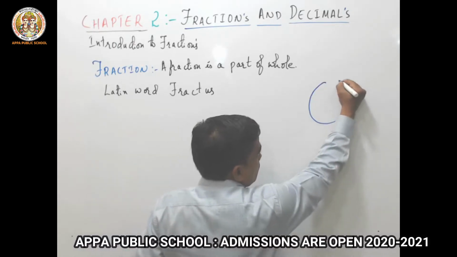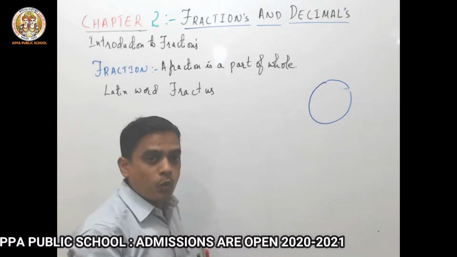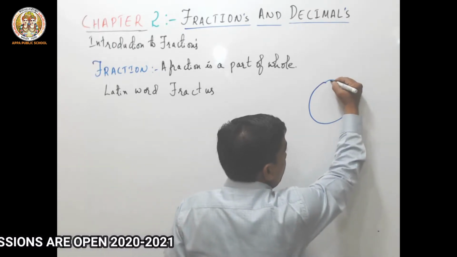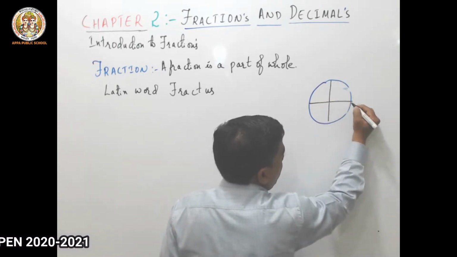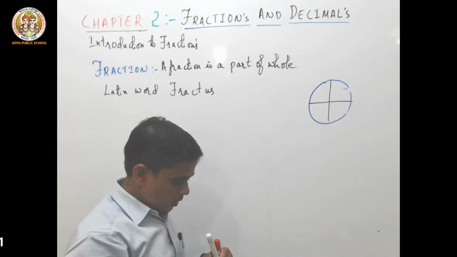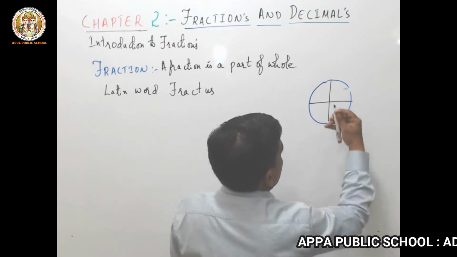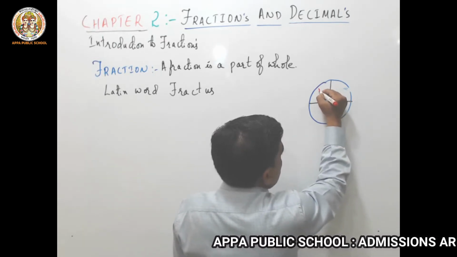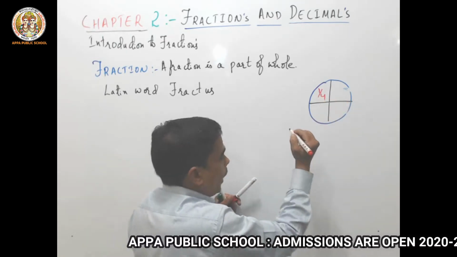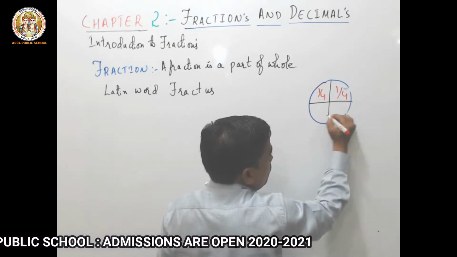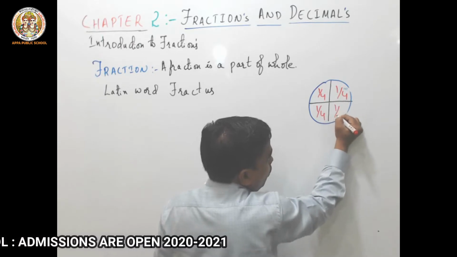This is one pizza. What I am doing is dividing it into 4 equal parts, right? I will write here 1 by 4. Why? Because of the whole quantity. This is also 1 by 4, 1 by 4, 1 by 4.